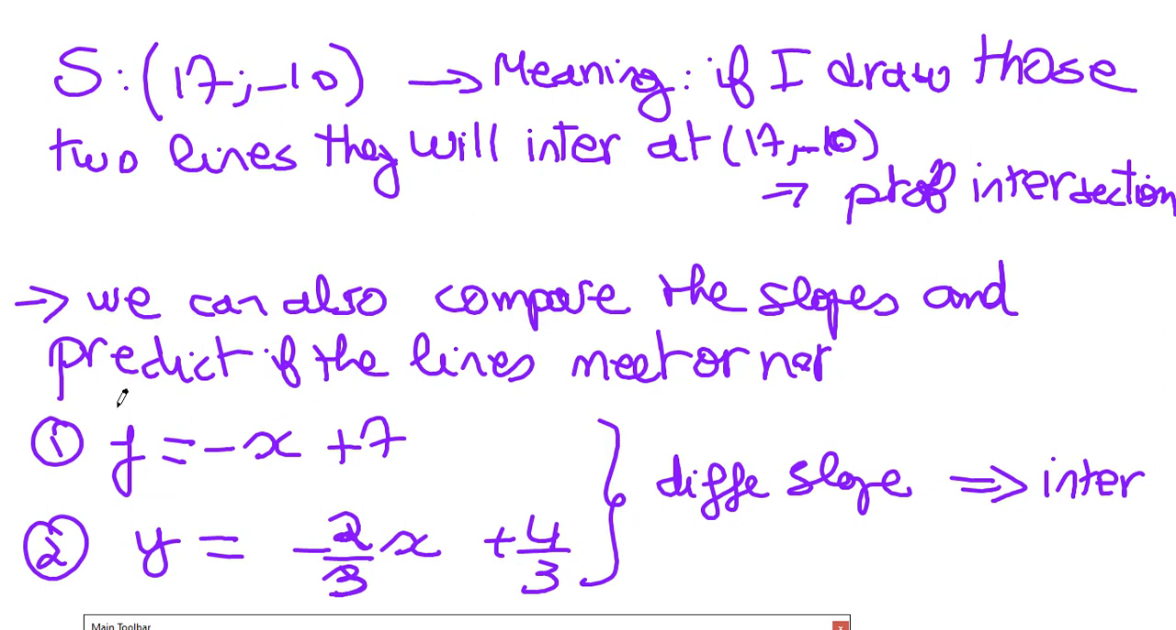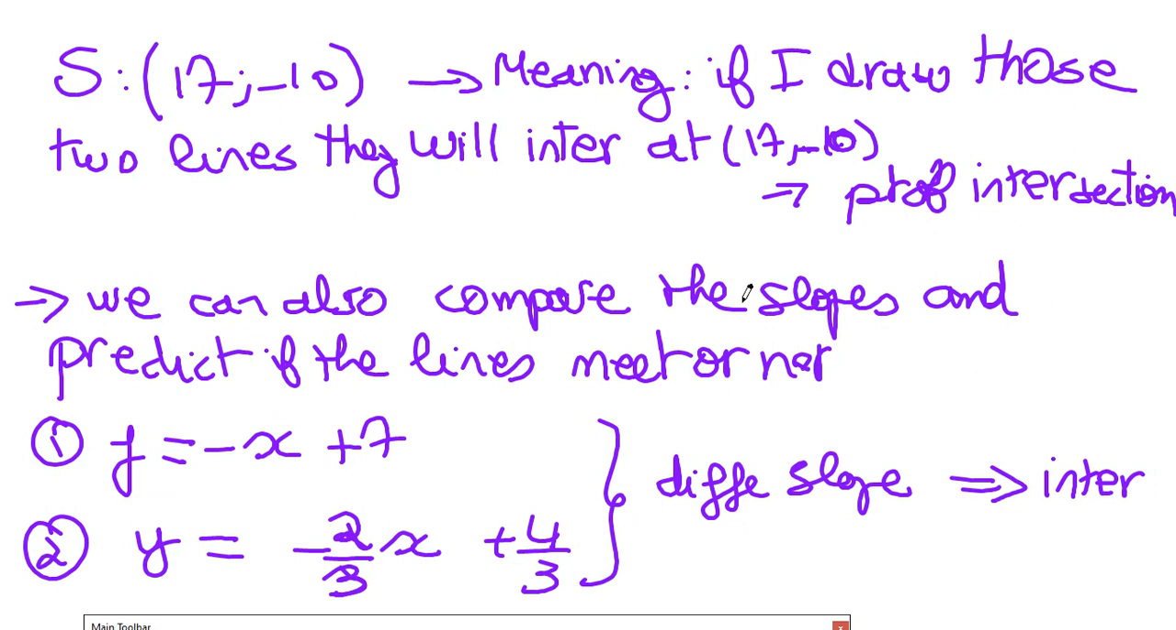But also, you can predict this result. You cannot predict the exact result, but I can analyze that those two lines have a point of intersection.